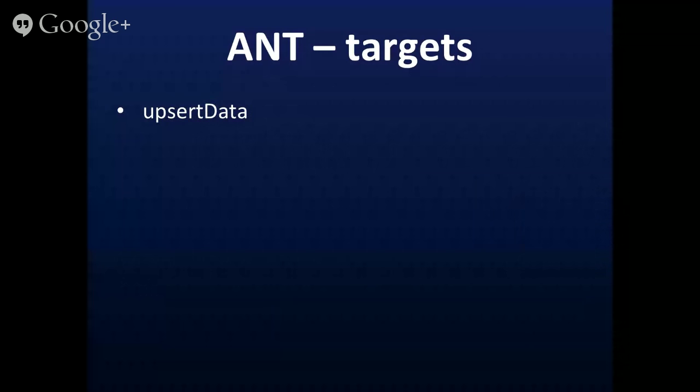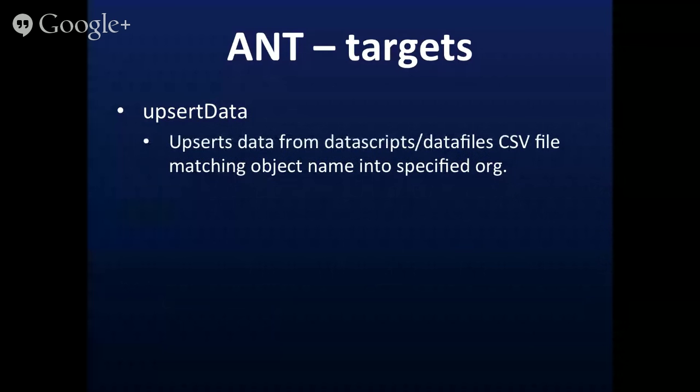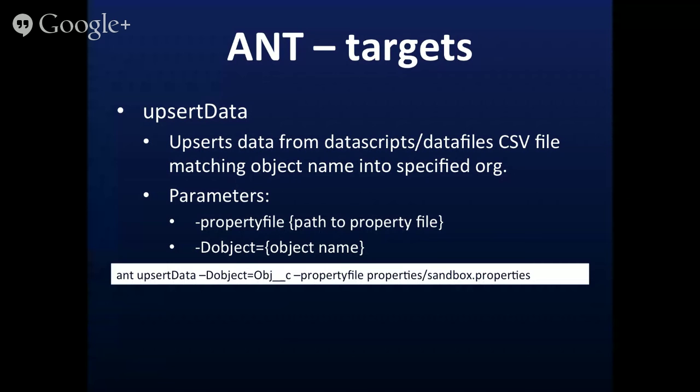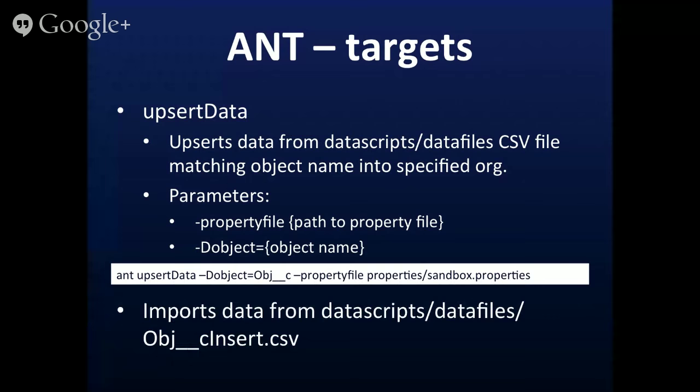Upsert data, this is where the rubber starts to hit the road. This is basically going to take the CSV file that we just copied up there into the data files and insert or upsert it into the specified org. Again, the specified org is based on which property file you choose. We also specify the object, but unlike the export, we don't need to specify SOQL here because it's just going to import or upsert whatever's in that CSV file. So this is a little bit simpler version of that command. And like I said, it'll upsert everything from that insert file that's up in data files.